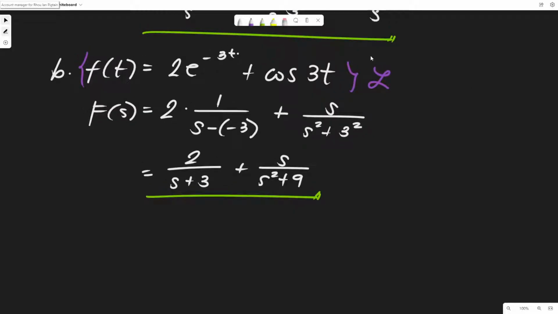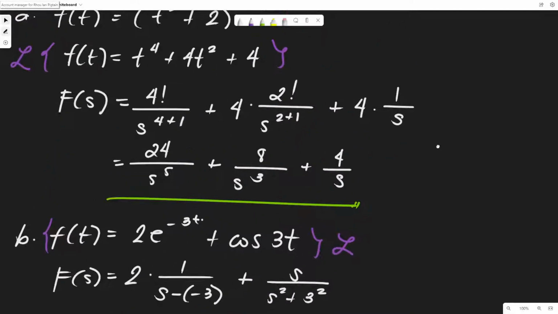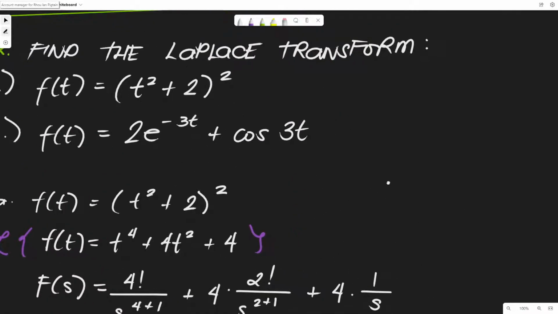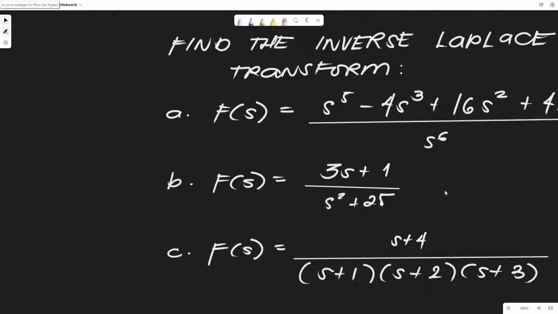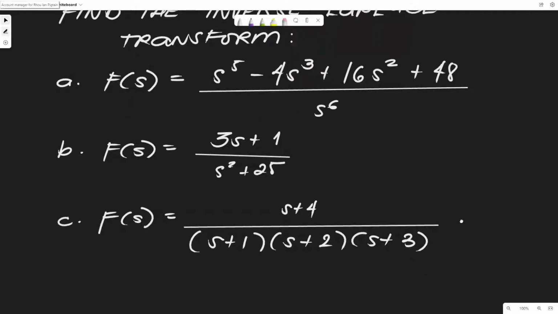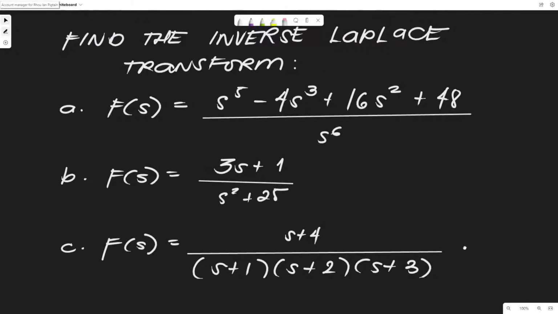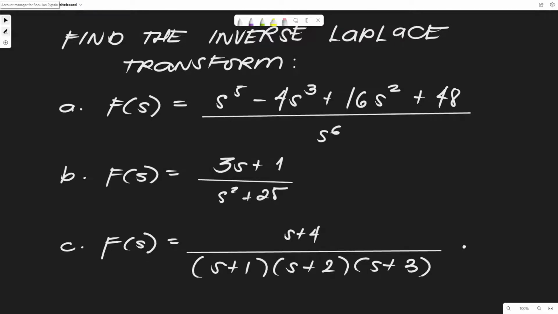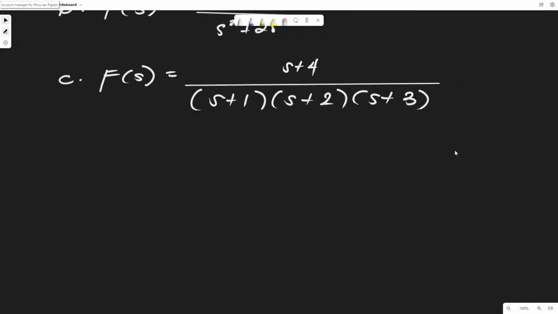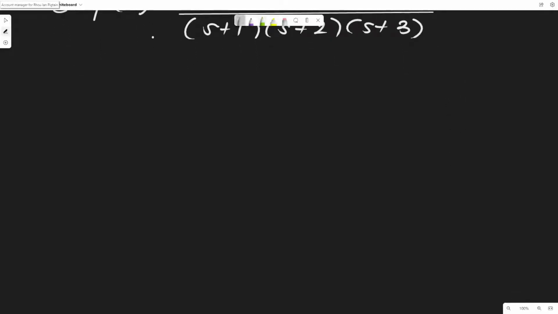So, that's for the Laplace. Next, syempre, alam natin Laplace, inverse Laplace tayo. Ito yung mga pinapahanap sa atin. Find the inverse Laplace transform of the following functions. We have F of s is equal to s raised to 5 minus 4s cubed plus 16s squared plus 48 over s raised to 6. Okay, yun muna tayo. Letter A.